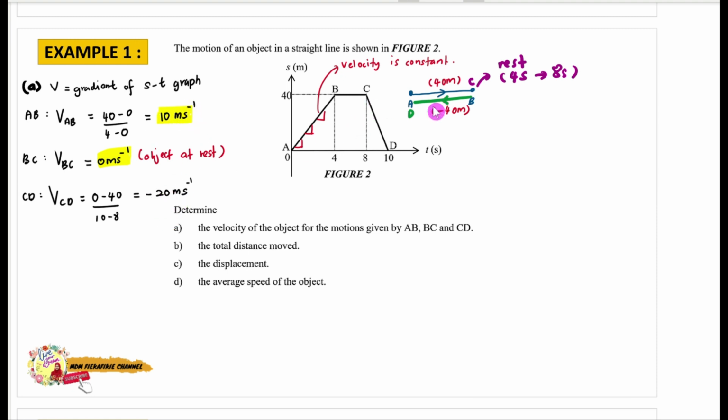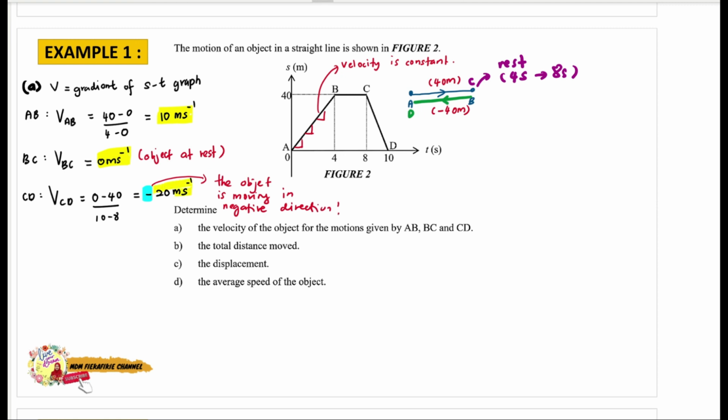Okay, nilai negatif menunjukkan apa? Nilai negatif menunjukkan objek itu patah balik. Okay, tadi from A to B is moving to the right, B to C, rehat sekejap, C to D, the object is turning back or moving in negative direction. Okay, so look at here. We can highlight the negative, means that the object is moving in negative direction.